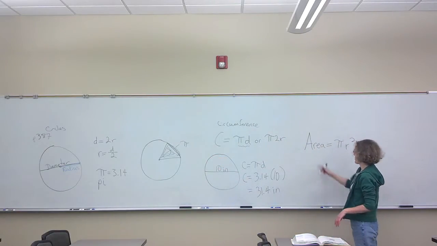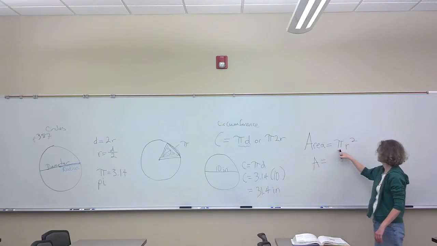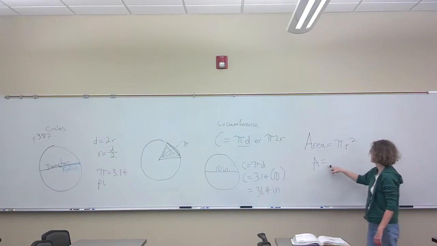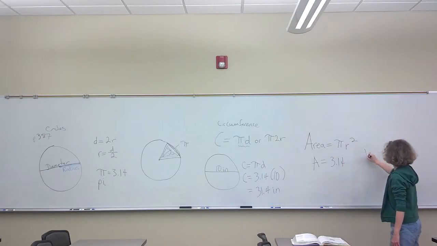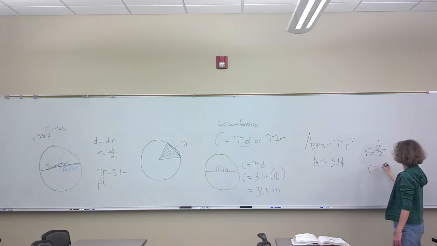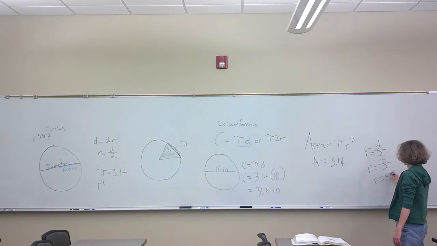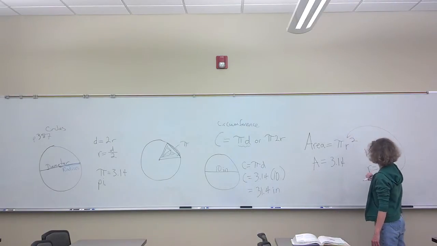If we have our same circle and we want to find its area, we have area equals pi times the radius squared. So we already know pi is 3.14. Now our radius is, if we divide the diameter by 2, our diameter is 10. So we're going to divide that by 2 to get a radius of 5. This 5 is what we're going to put in for this r there.